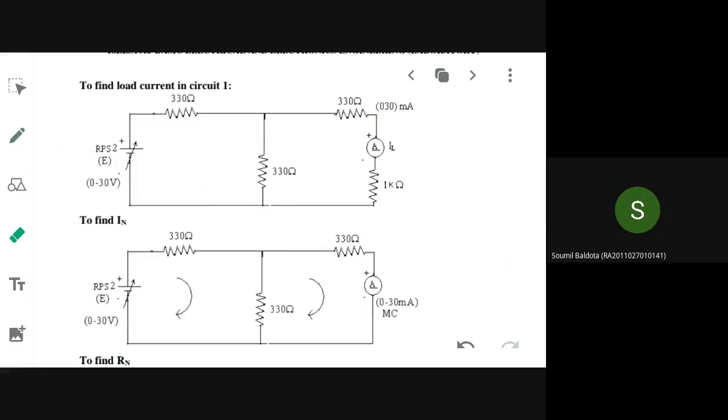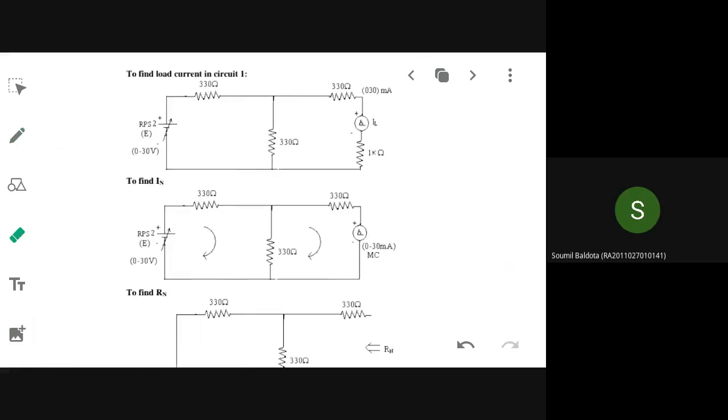Ma'am, can you show the table once again? I wanted to ask you something. Which table, this page? Yes, ma'am, the equivalent table. What current do we have to put? The equivalent circuit is not necessary. Equivalent circuit only, practical and theoretical values. Whatever you calculated for short circuit current and Thevenin's resistance, you write. That is enough. Okay, ma'am.